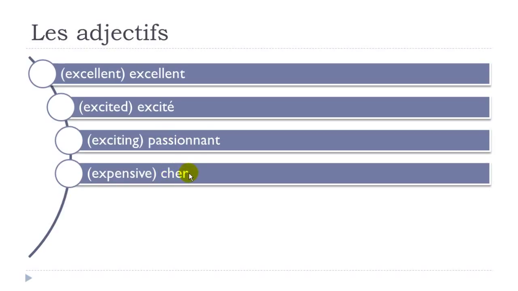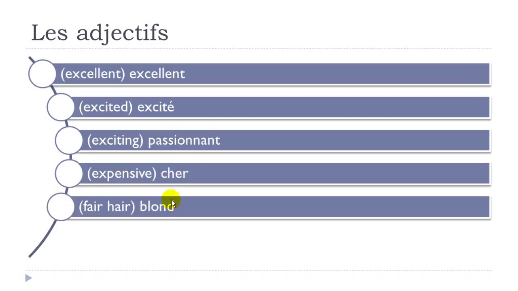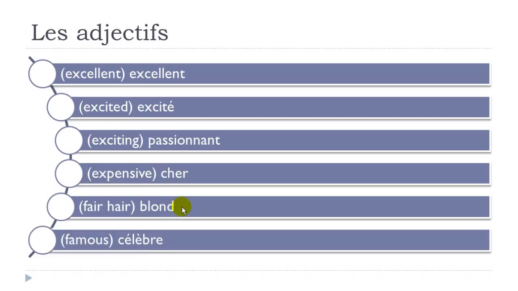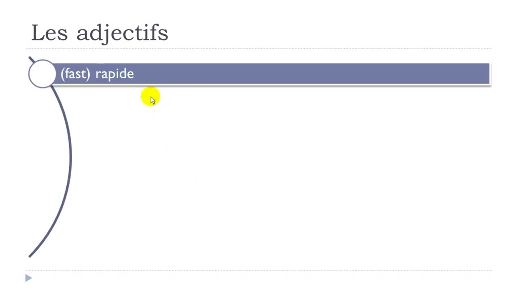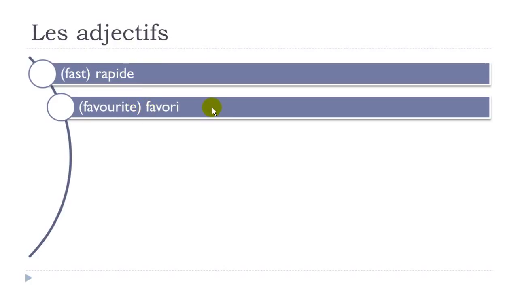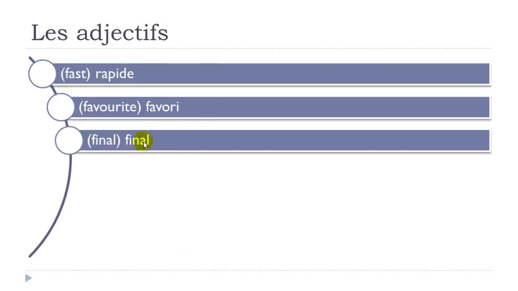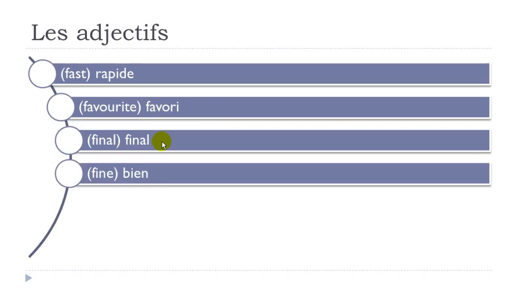Cher. Blond. Final D not pronounced. Célèbre. Okay, first you get this E, then here you get the E, so célèbre. Final E not really pronounced. Rapide. Favori. Final. Bien. Okay, so remember, when you get this combination of I, E, N, you get the sound yen, okay, and then B. Bien.